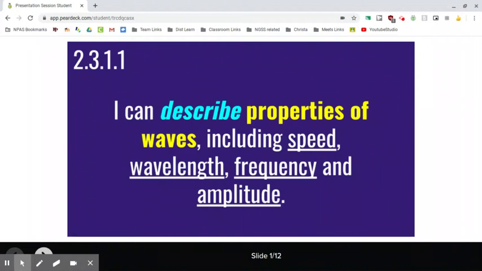Make sure that you do your 2 flashcards, which I'm going to give you your words for. I'll put it on the Google Classroom, but that is going to be for wavelength and amplitude. Make sure that you make those flashcards because those are key ideas for today.